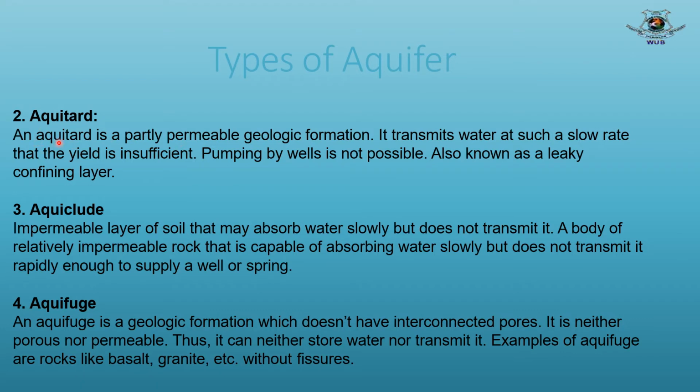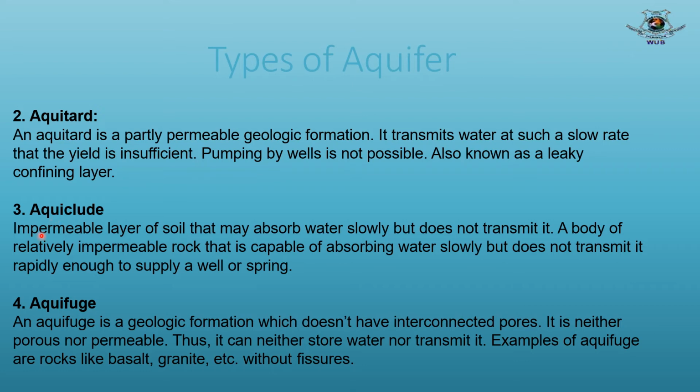Aquitard. It is a partly permeable geologic formation. As it is partly permeable, it transmits water at a slow rate. Its rate is so slow that pumping is not possible by well. Also, it is known as a leaky confining layer.